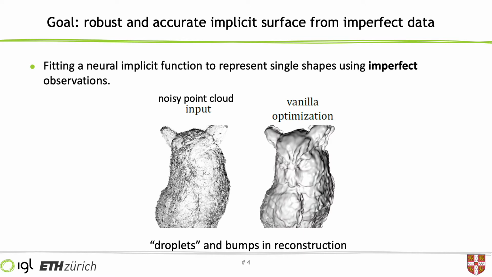Our goal is to learn neural implicit functions to represent single shapes based on imperfect observations. Existing works struggle to accomplish this task robustly and accurately, as the network overfits to the imperfections in the data. For example, when fitting a neural surface to a noisy point cloud, droplets and bumps emerge where there are outlier points and holes.